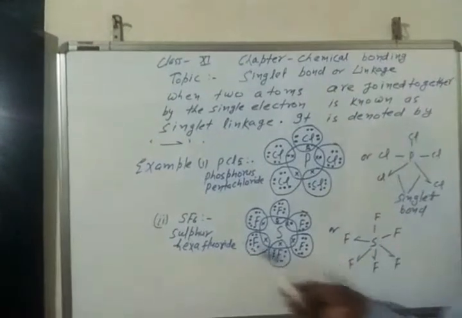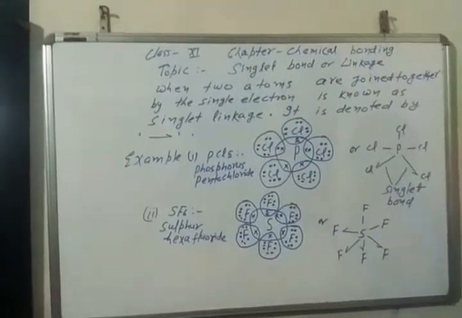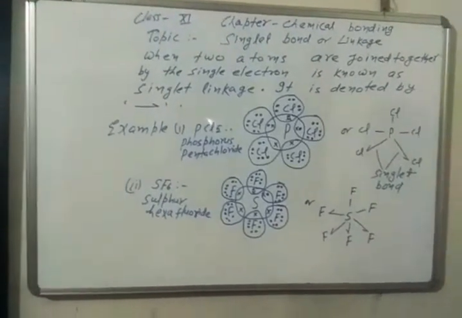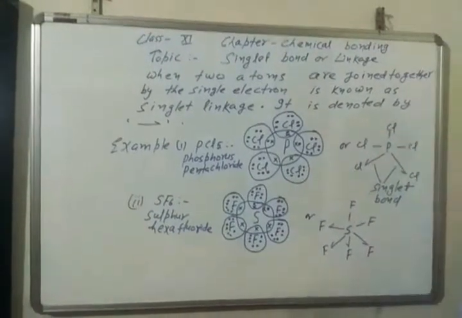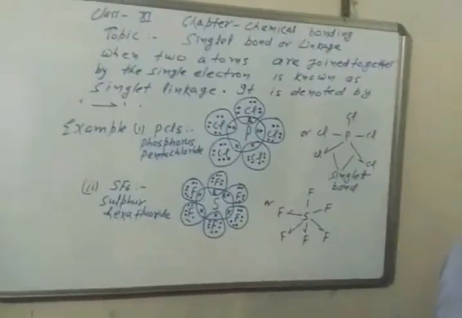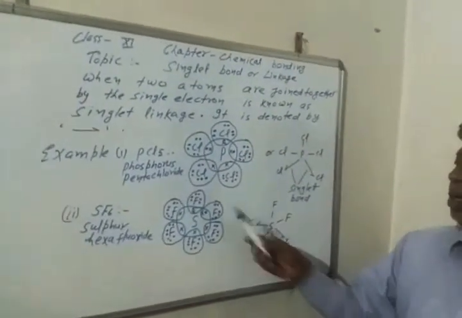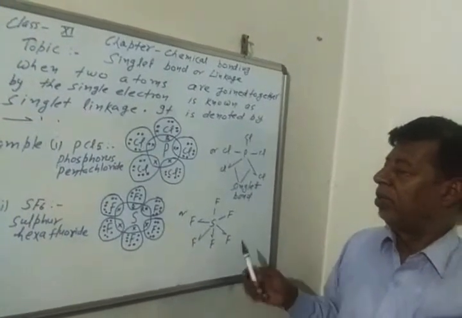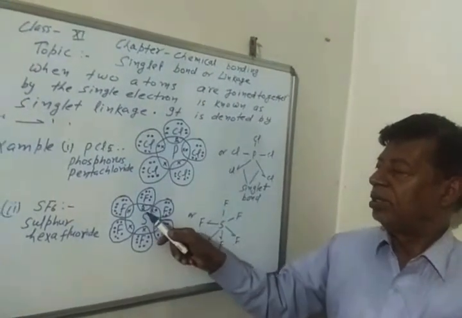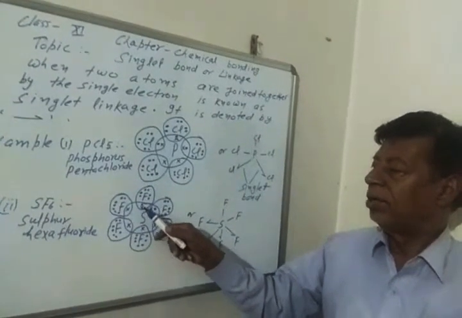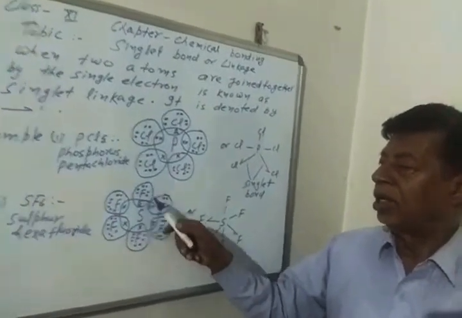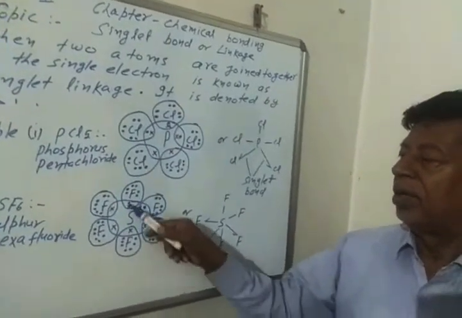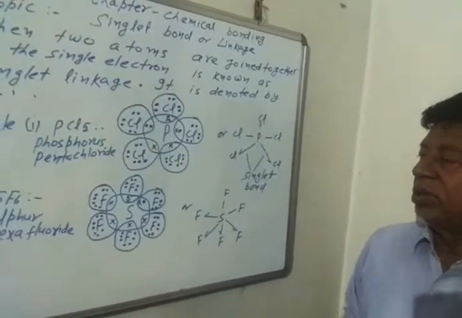Next example is sulfur hexafluoride. Sulfur has 6 electrons in its valency shell, and the fluorine atom has 7 electrons in its valency shell. 2 fluorine atoms are joined to sulfur by sharing 1 electron, forming a single bond. Here the shared electron of the fluorine atom is indicated by a circle, and this electron is of sulfur, indicated by a cross.